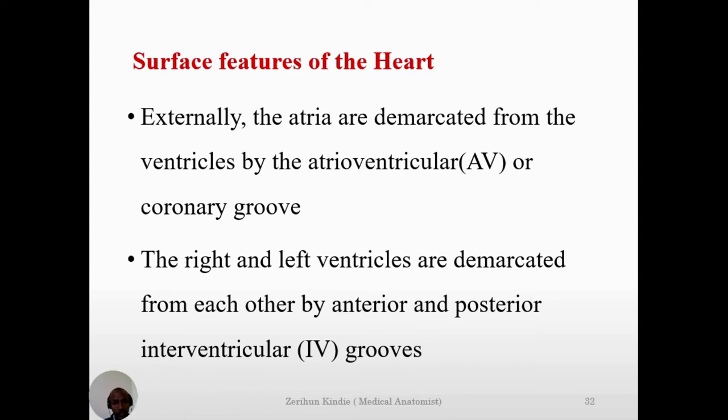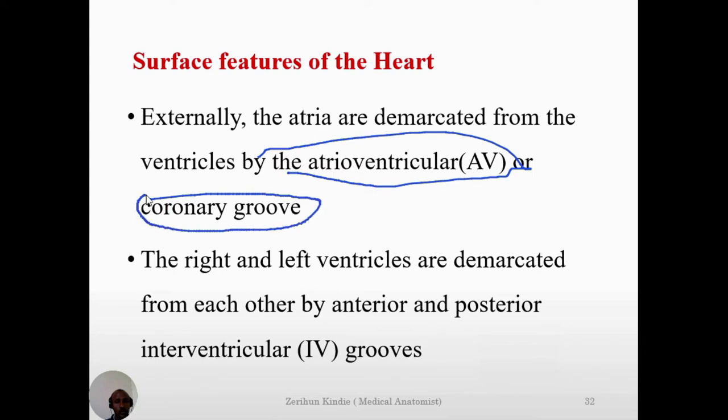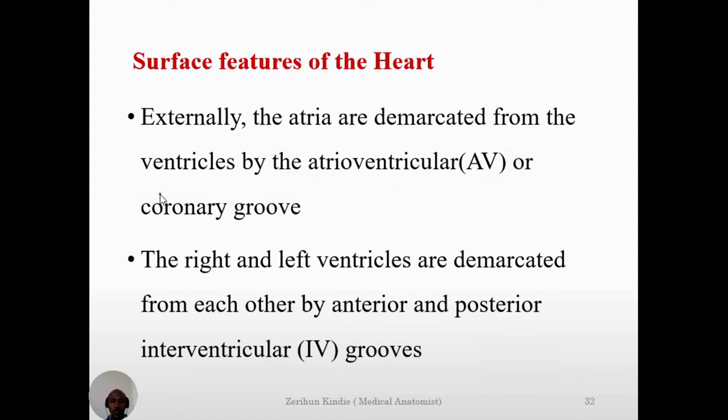Let us see surface features of the heart. Externally, the atria are demarcated from the ventricles by the atrioventricular groove. When we see the heart from the outside, you can see a groove. So how can you differentiate? This part is atrium, this part is ventricle. You should find the atrioventricular groove or the coronary groove. If you find the coronary groove, you can say that the superior part is atrium and the inferior part is ventricle.